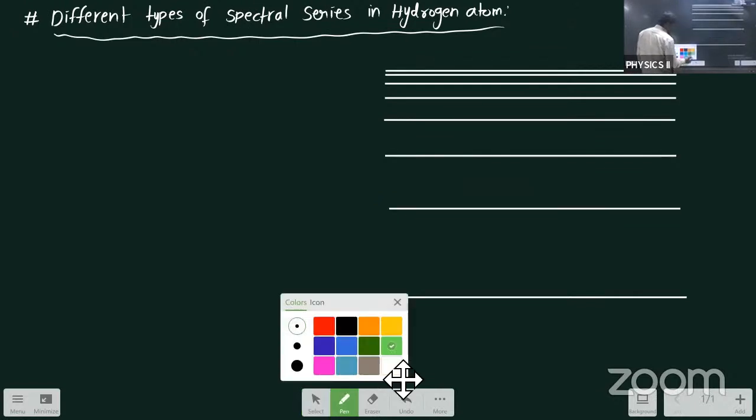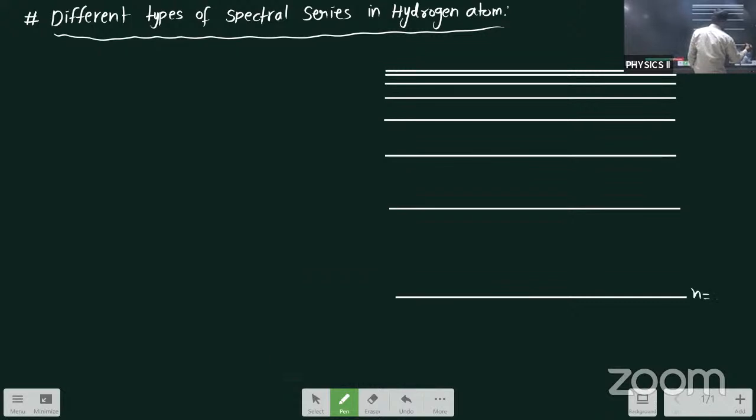The first level corresponds to what? N is equal to 1. Let me write down here. The first level corresponds to N equals 1. This level corresponds to N equals 2, N equals 3, N equals 4, N equals 5, N equals 6, N equals 7, and N equals 8. Similarly, we will have infinite energy levels.